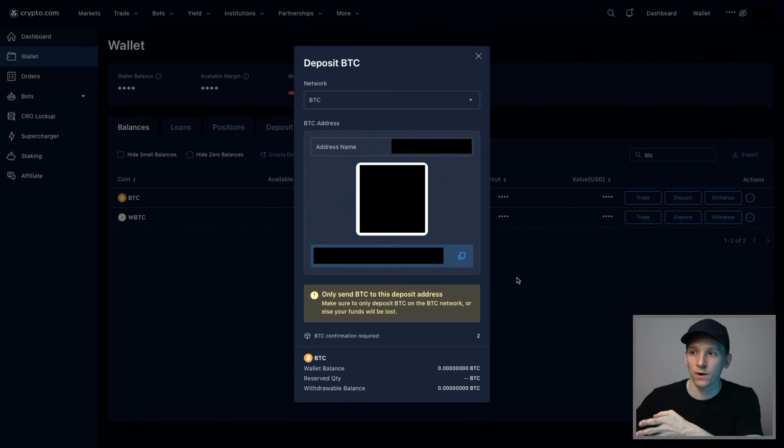So right here for Bitcoin, it's only allowing me to send Bitcoin over the Bitcoin blockchain. There are some others out there, some wrapped versions, but for this one, this is the real Bitcoin on the Bitcoin blockchain. So just deposit and withdraw on the same chain to this address.